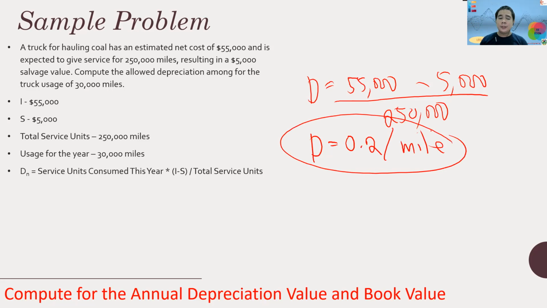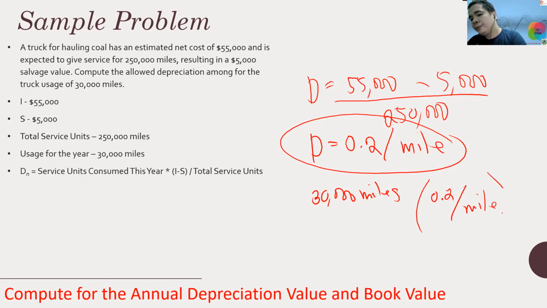of service. Okay? That would mean that if you have a usage of 30,000 miles multiplied by 0.2 per mile, the depreciation value of 30,000 miles is equivalent to $6,000.